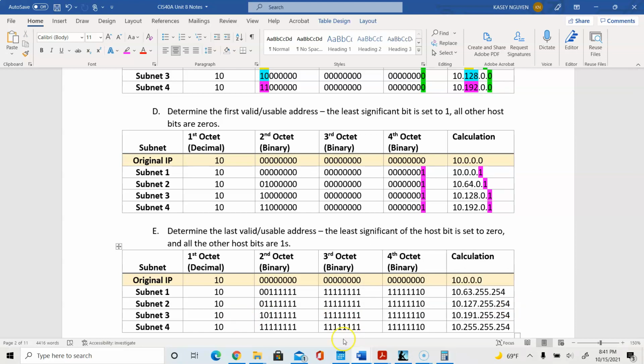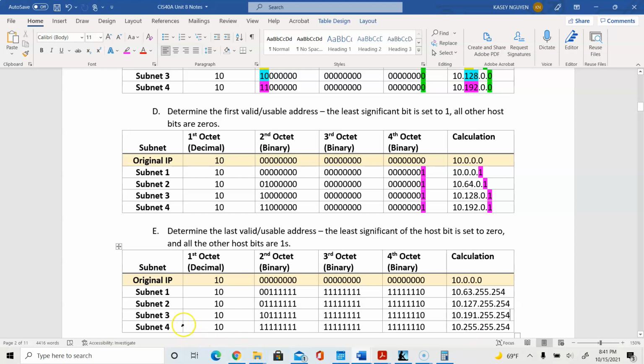And then subnet 3 would be the same. We keep the borrow bits as we noted in the variation. We put everything to 1s, and we're going to keep the right-hand side bit at 0. So we would have 10.192.255.254.